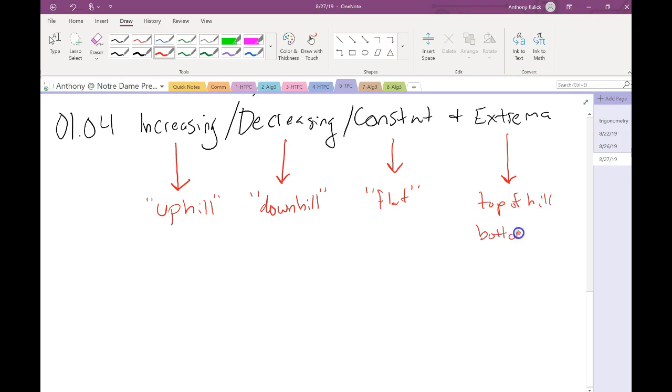And by extrema, we're talking about either the top of the hill or the bottom of the valley.